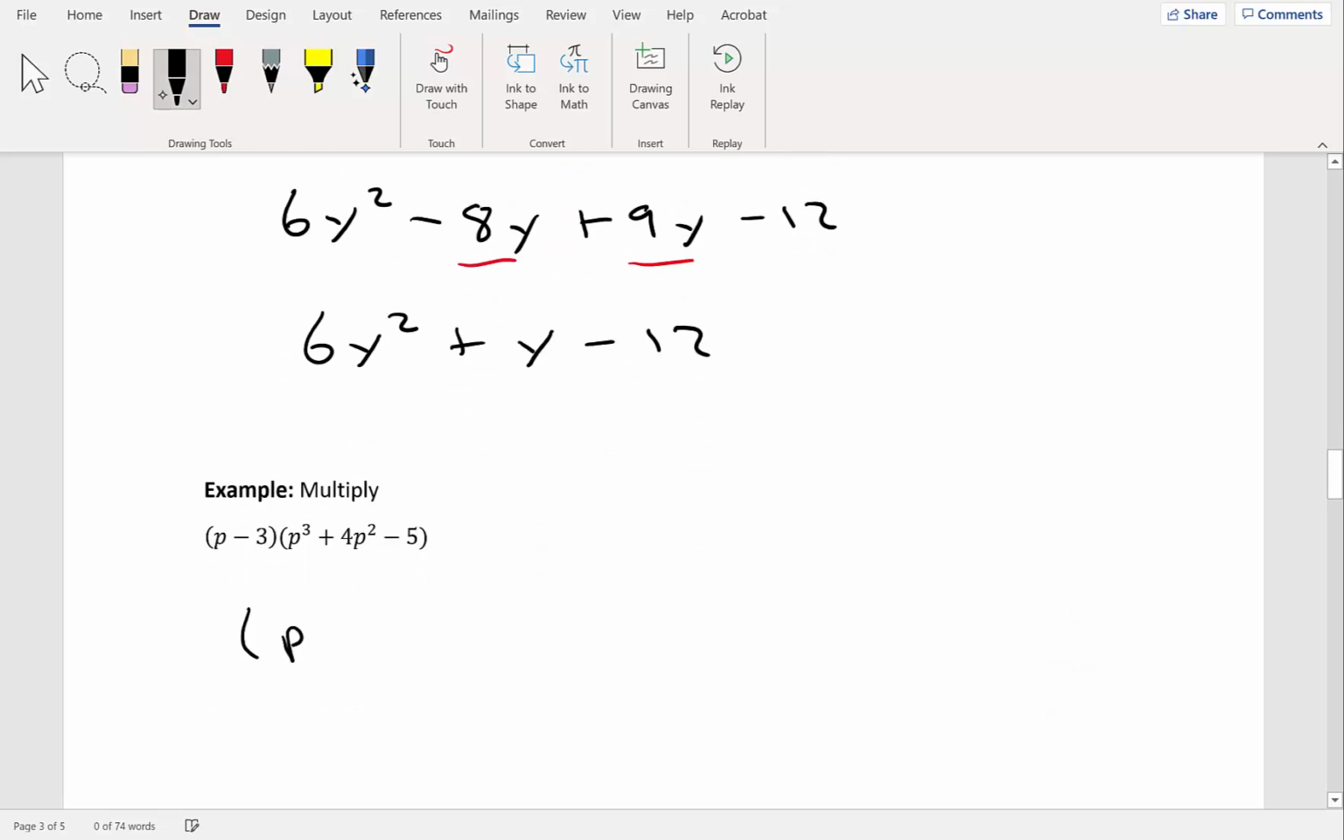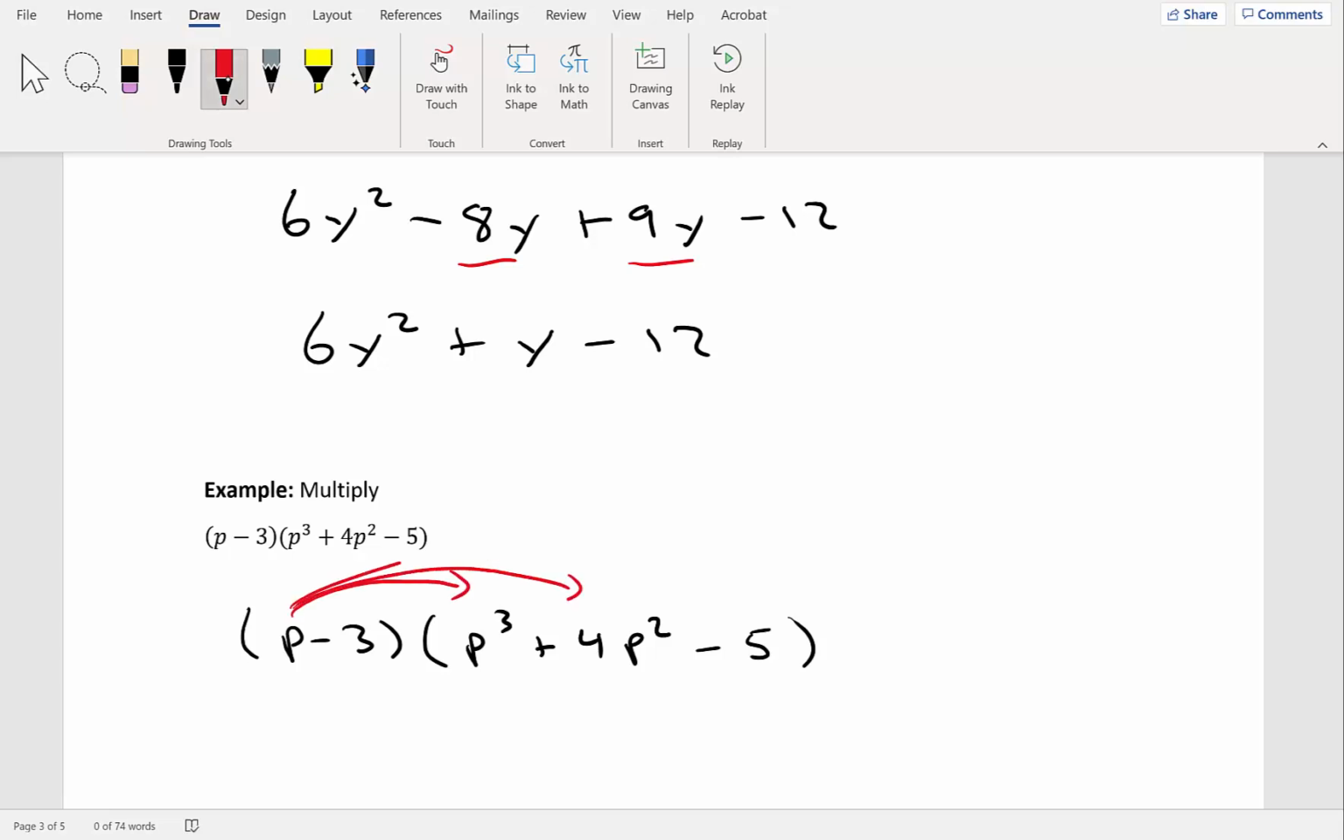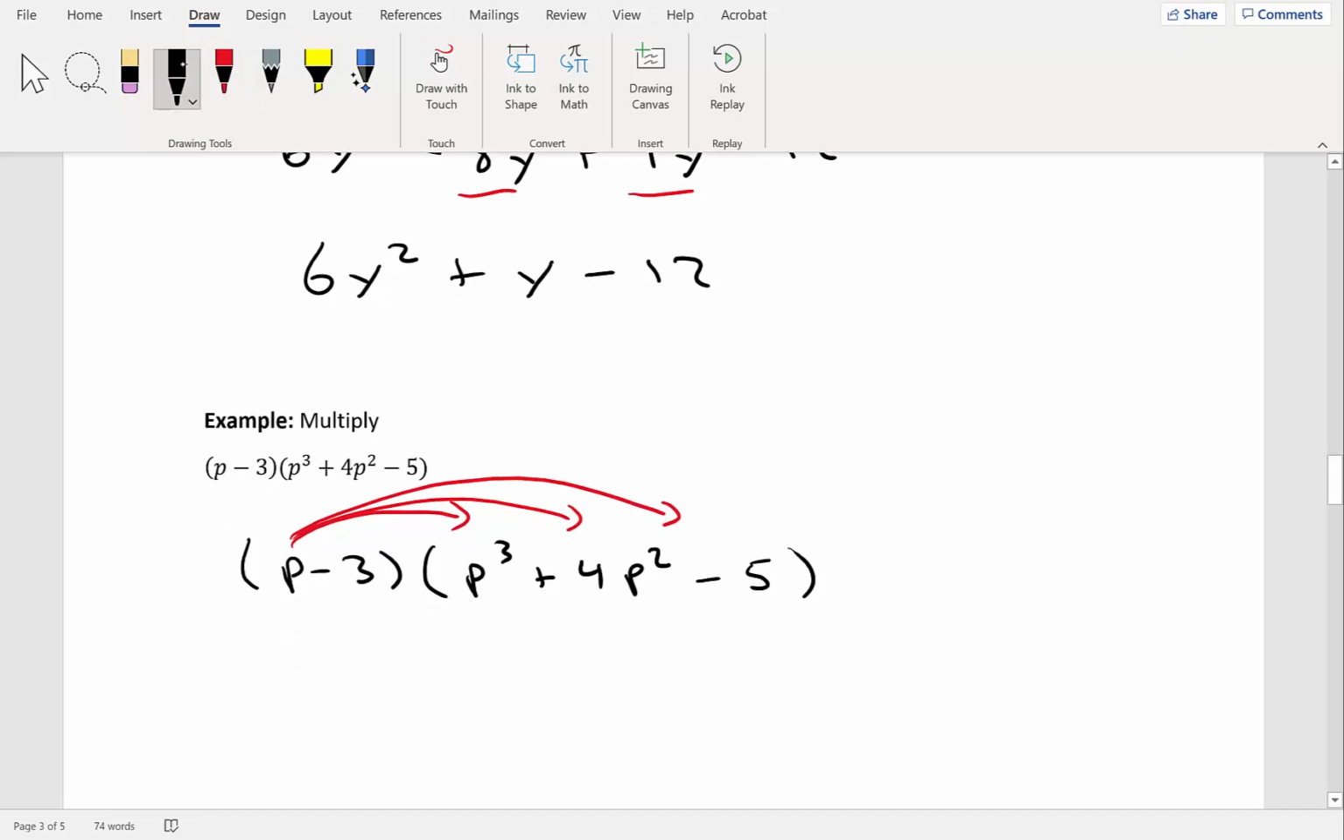Next example, this one's a little bit different because now we have a binomial times a trinomial. See, now FOIL only works if you're multiplying two binomials with each other. But the method that I just showed you works for anything. Take the first term in your binomial, and distribute it out to all three of these terms in the trinomial. So first p times p cubed. This gives me p to the fourth. Now p times 4p squared gives me 4p cubed. P times negative 5 gives me negative 5p.